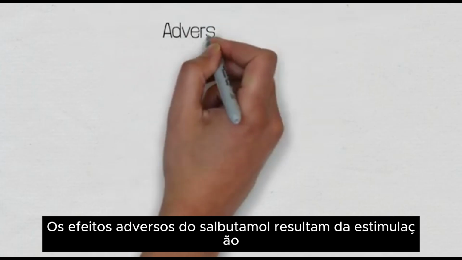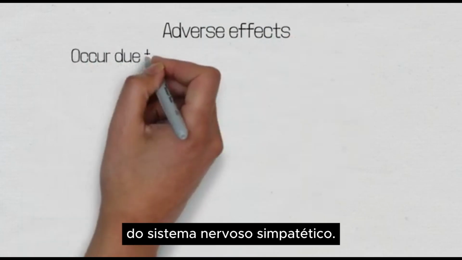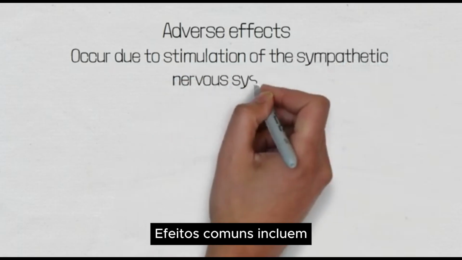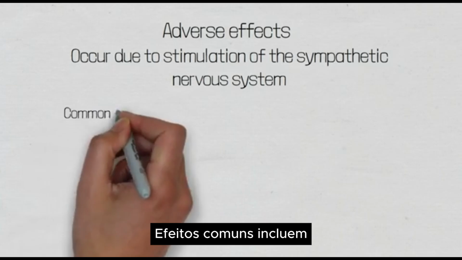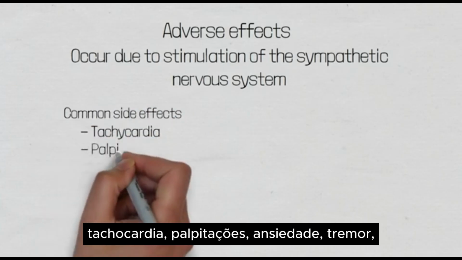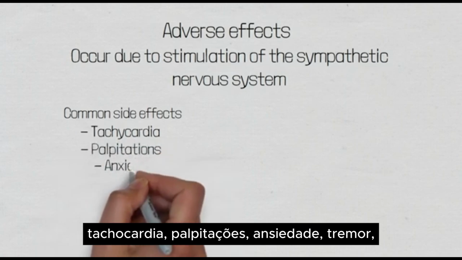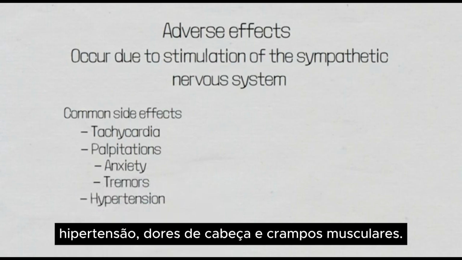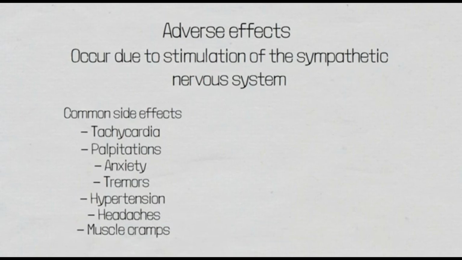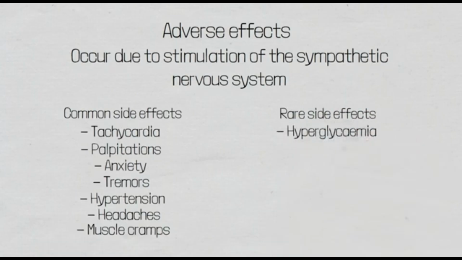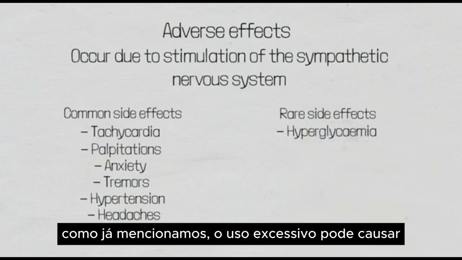The adverse effects of salbutamol result from its stimulation of the sympathetic nervous system. Common side effects include tachycardia, palpitations, anxiety, tremors, hypertension, headaches, and muscle cramps. Very rarely, salbutamol can also cause hyperglycemia, and as we've just mentioned, excessive use can lead to hypokalemia.